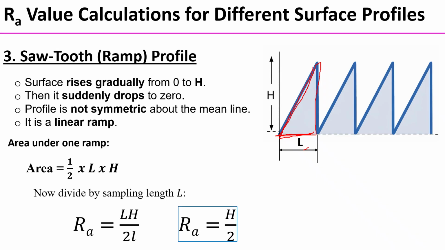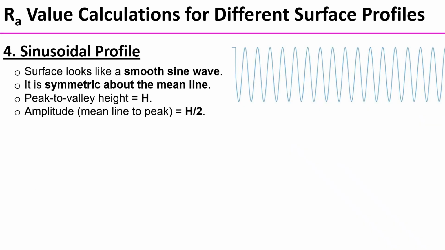So we know Ra equal to the total area divided by the sampling length. Here the total area is LH by 2, divided by capital L, which gives Ra. So Ra equal to LH by 2 into 1 by capital L. Here capital L and capital L will cancel. Then Ra equal to H by 2. Next we will discuss the Ra value calculation for the sinusoidal profile.